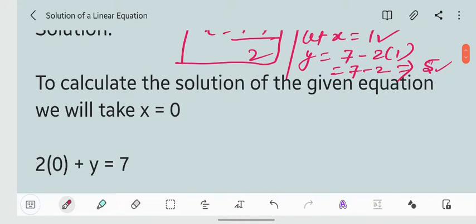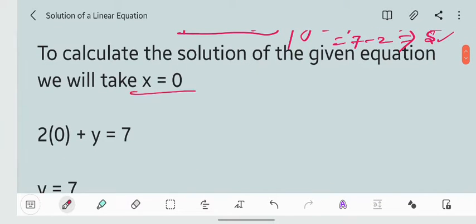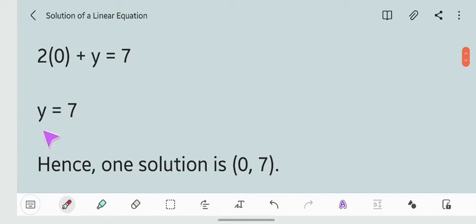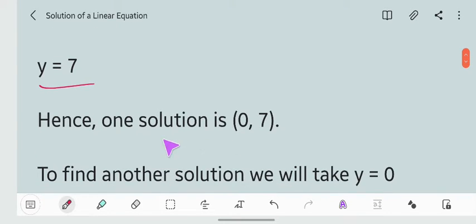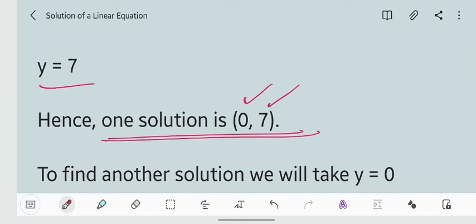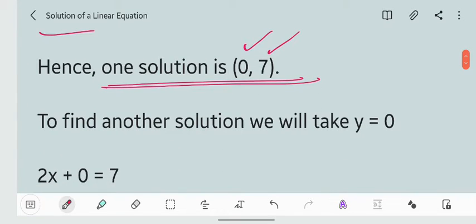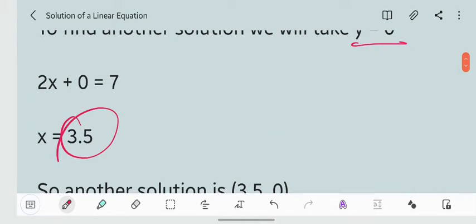Now to calculate the solutions of the given equation, we take x equals 0. Then we get y equals 7. One more solution is at x equals 0, y equals 7. To find another solution, you take y equals 0, and you get x equals 3.5. Here we have got 3.5, which is a decimal value. I don't prefer this decimal value. Anyway, if they are only asking to find the solutions, you can go for fractional or decimal values also. Not a problem.